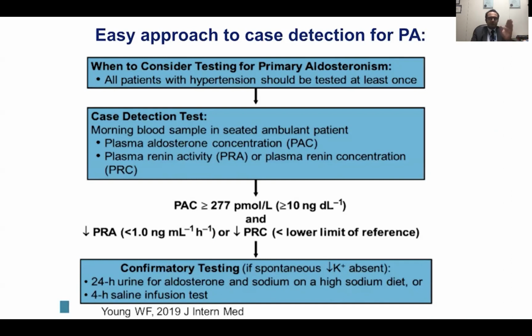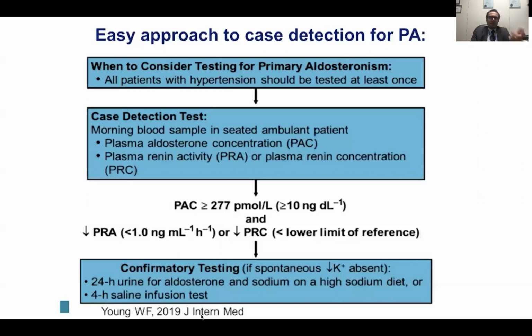Confirmatory test, we do only if spontaneous hypokalemia is absent. Because if the patient has spontaneous hypokalemia, you don't even need any confirmatory test. And that is also important: in those patients with spontaneous hypokalemia and very marked aldosteronism, we should avoid confirmatory testing because in that we have to give a high salt load that can worsen the hypokalemia and cause complications.